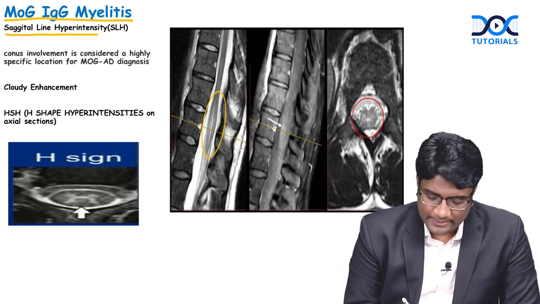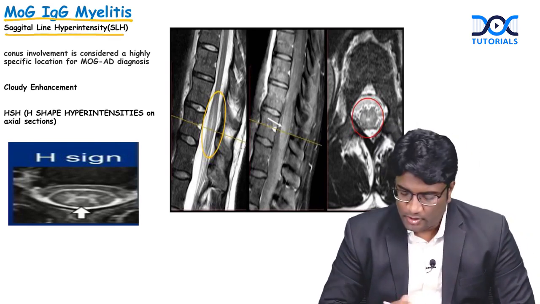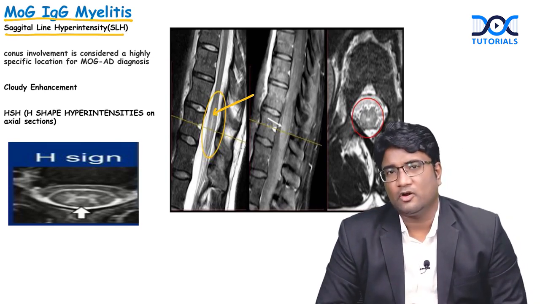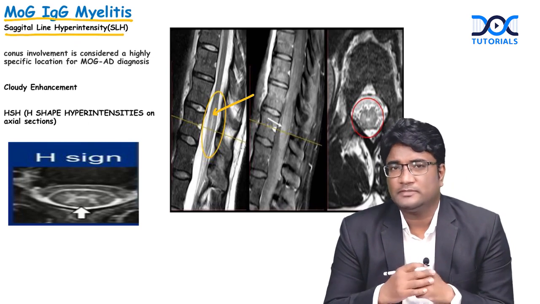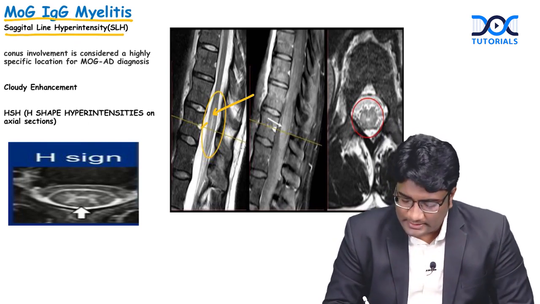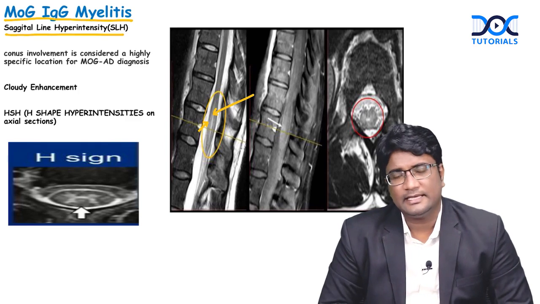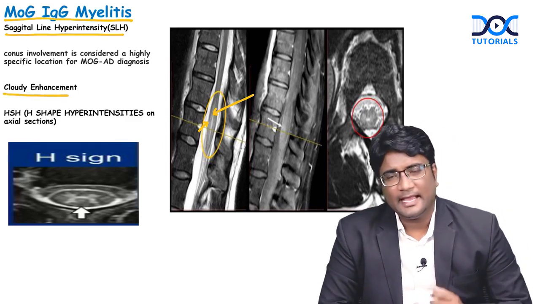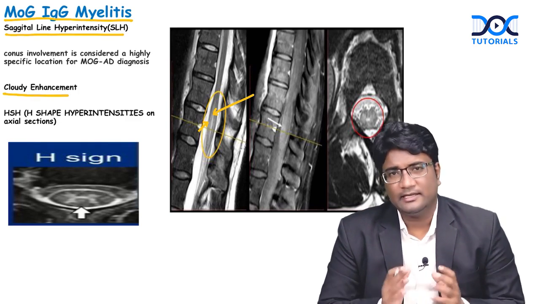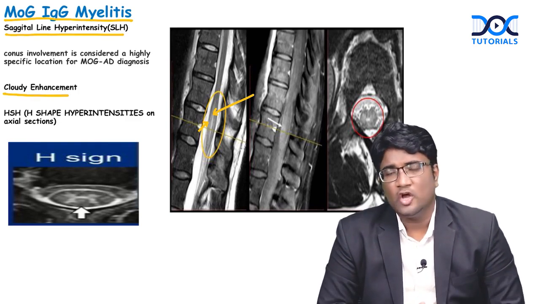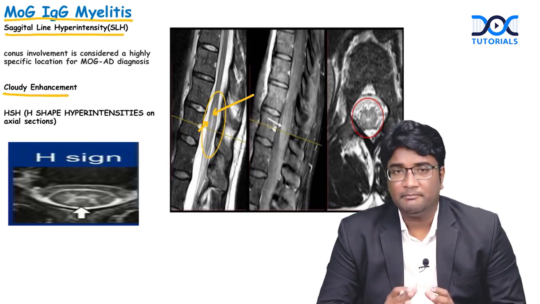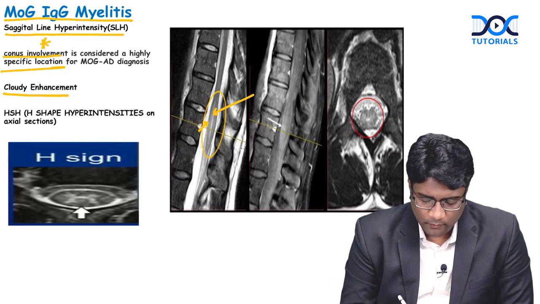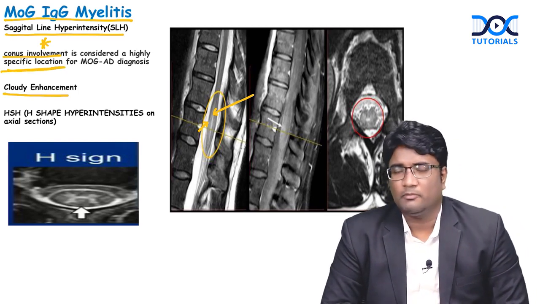Now let's try to understand what is the finding that you see in MOG antibody-associated myelitis. It will show a sagittal line hyperintensity. If you can see the image here, this is the sagittal line hyperintensity that you see in the spinal cord, especially involving the conus part of the spinal cord. And around this, you also see this cloudy enhancement, okay, that is seen around this hyperintensity. So the presence of this sagittal line hyperintensity and a cloudy enhancement with irregular margins would be suggestive of MOG antibody myelitis. Remember, MOG antibody myelitis mainly has a conus involvement, which is considered to be a specific location for MOG antibody disease.